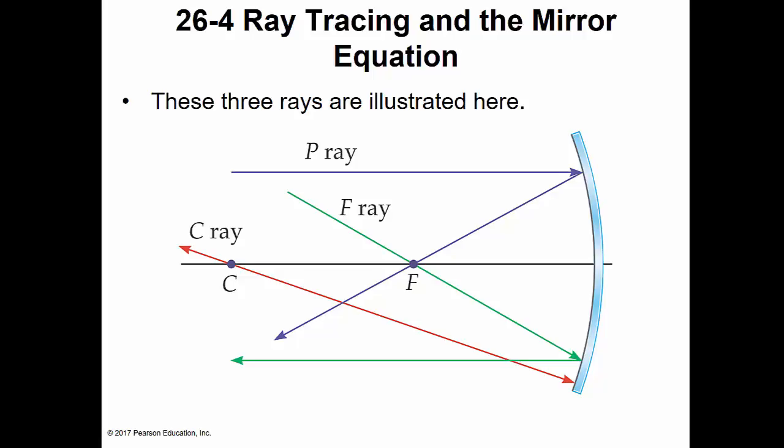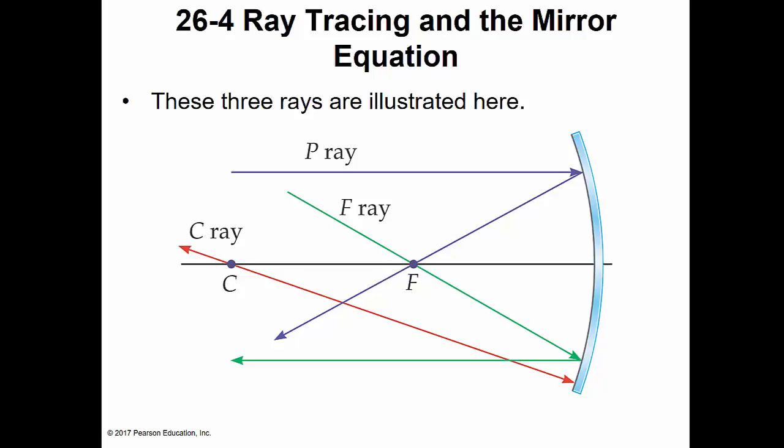The first ray that we draw is the P ray, and it is parallel to the principal axis. So the purple line is parallel, and when it hits the mirror, it is going to diverge or converge on the focal point. The second ray we draw goes through the focal point. It's called the F ray. The F ray goes through the focal point, hits the mirror, and always bounces back parallel to the principal axis.